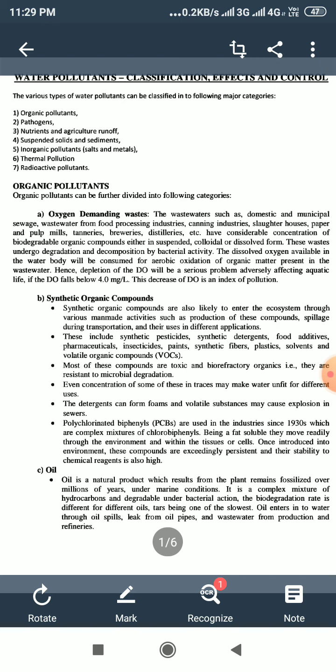These wastes undergo degradation and decomposition by bacterial activity. The dissolved oxygen available in the water body will be consumed for aerobic oxidation of organic matter present in the wastewater. Hence, depletion of the DO will be a serious problem, adversely affecting aquatic life. If the DO falls below 4.0 mg per liter, this decrease of DO is an index of pollution.